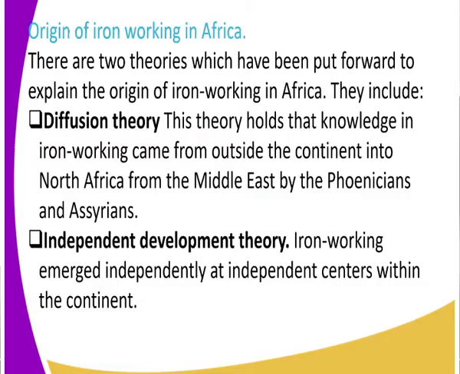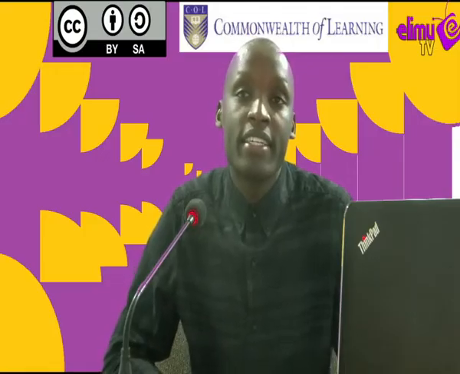Now, what is this diffusion theory? This theory holds that knowledge in iron working came from outside the continent into North Africa from the Middle East by the Phoenicians and the Assyrians. And now let me take you back to trade. We did say that there were trade goods from the north, and mostly in the trans-Saharan trade, it was trade that linked the people of Africa and the Asian world.